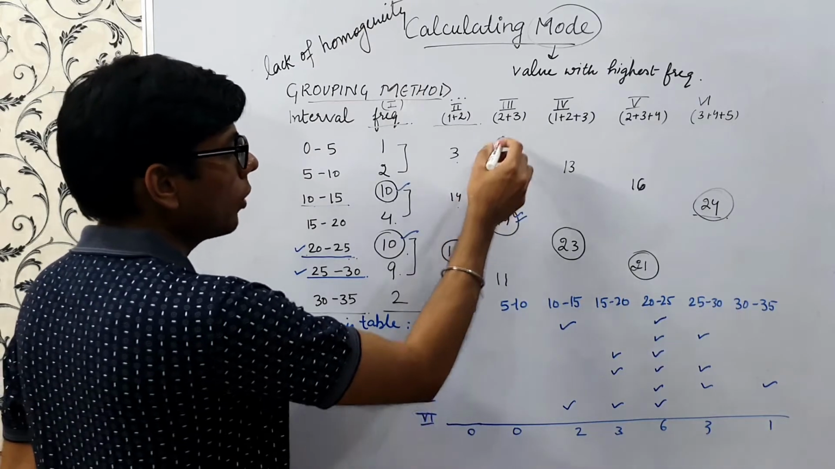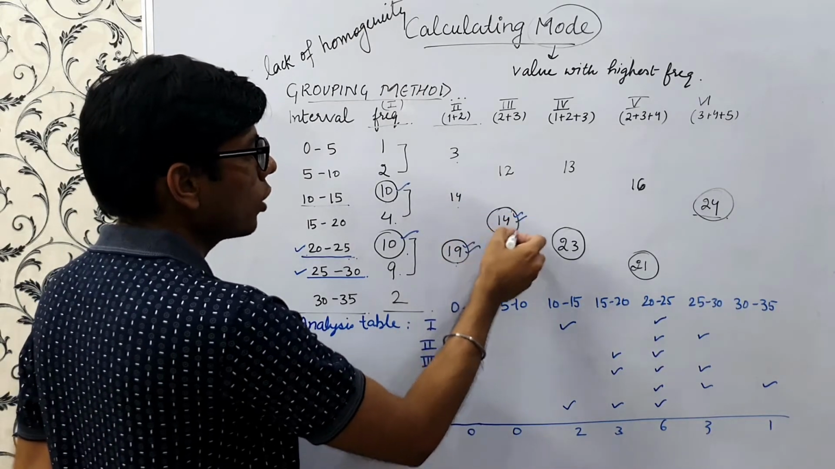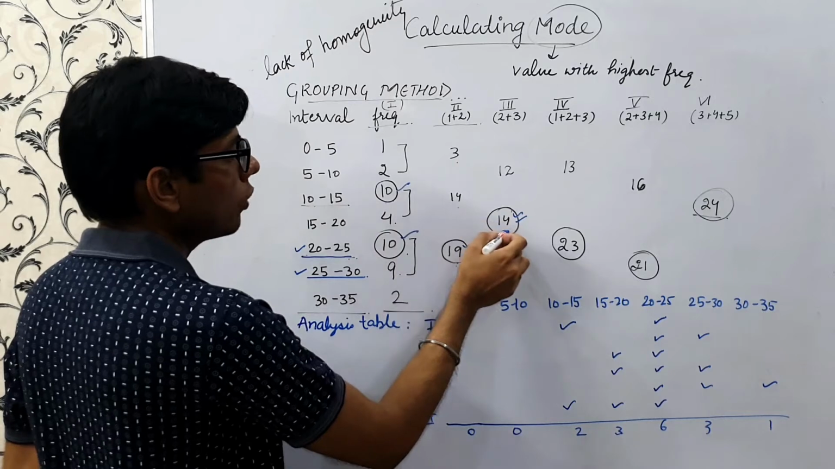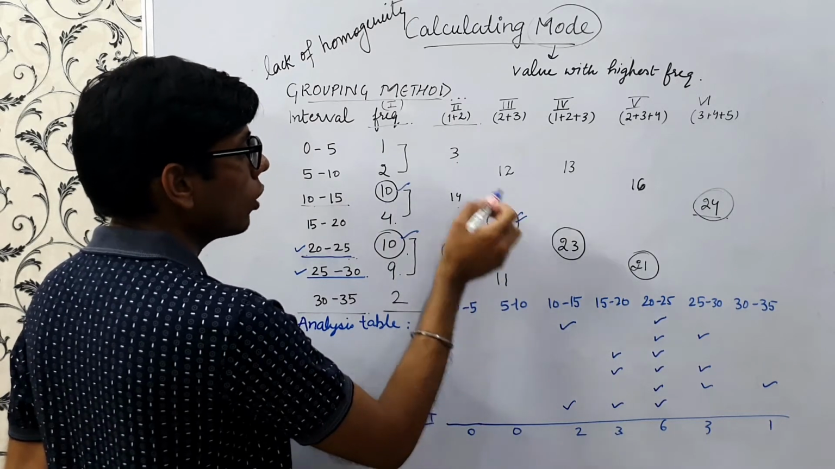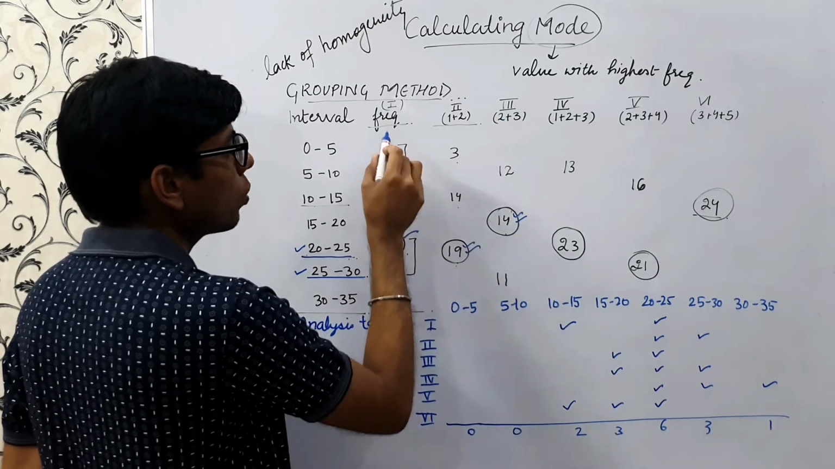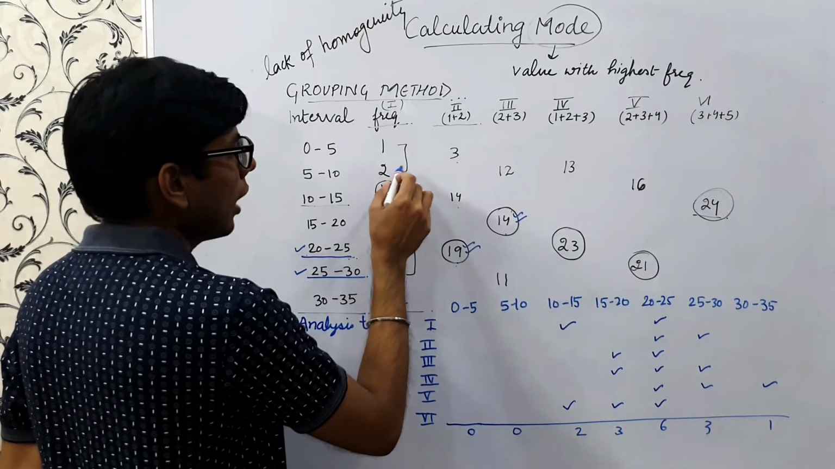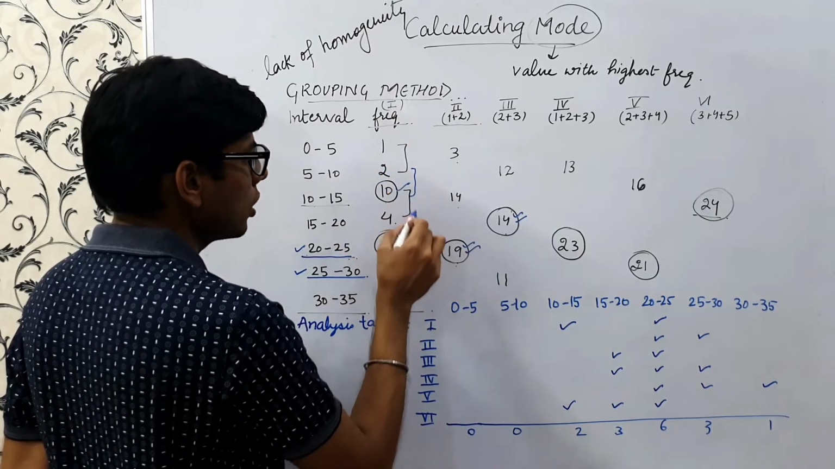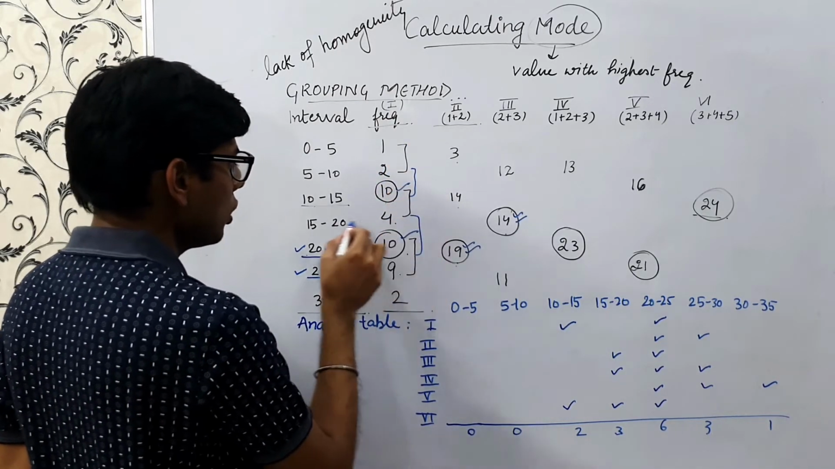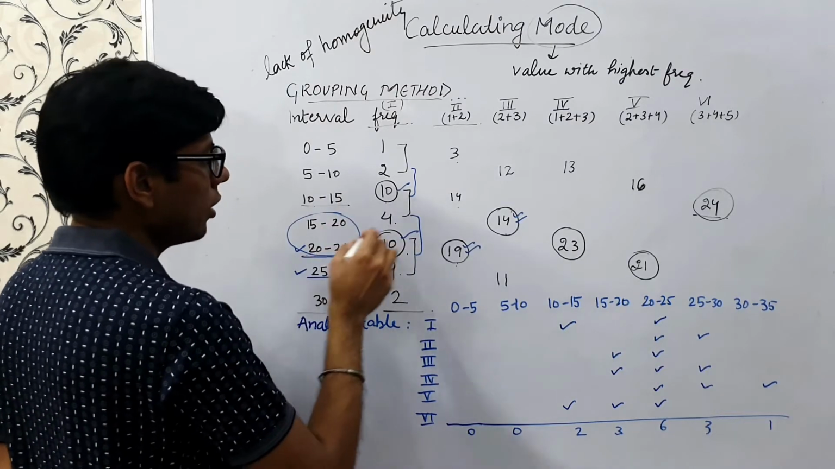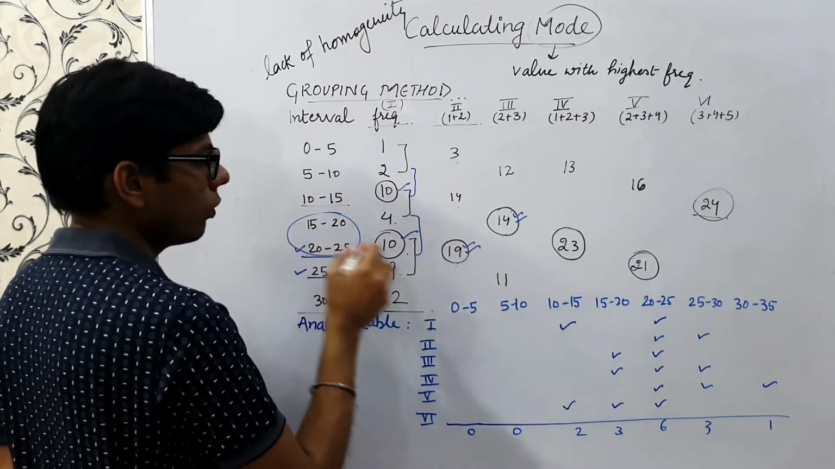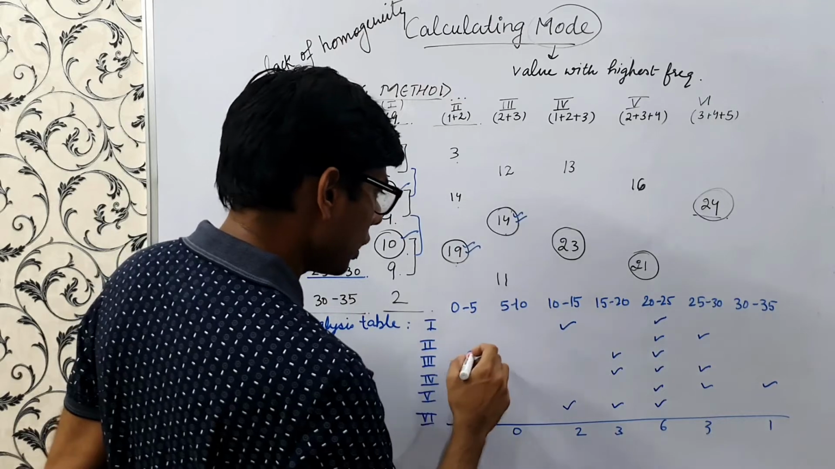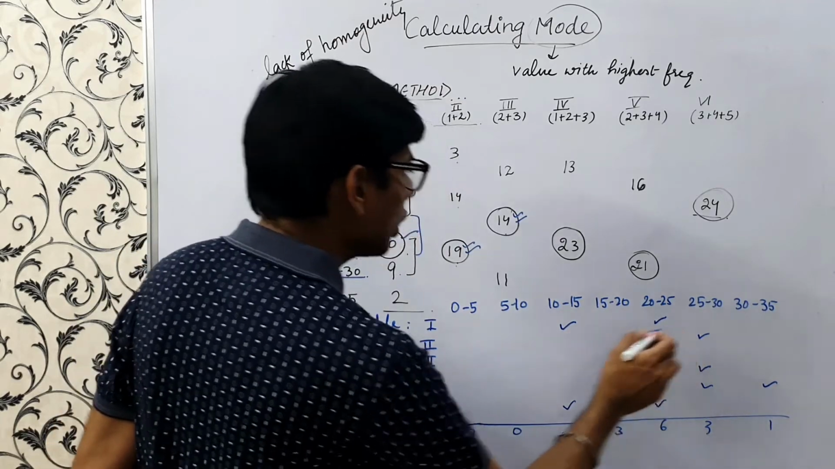In third column we have highest frequency corresponding to 14. And how have we obtained 14? We just skip the first one and take the observations, these two and these two. So these two are there in calculating 14. So 15 to 20. So just put a tick at 15 to 20 and 20 to 25.